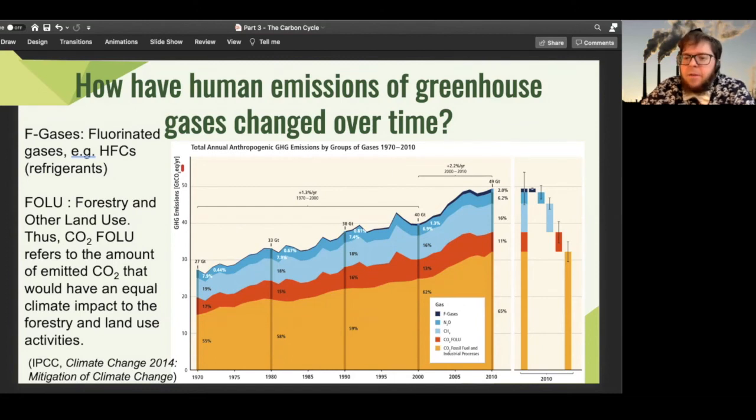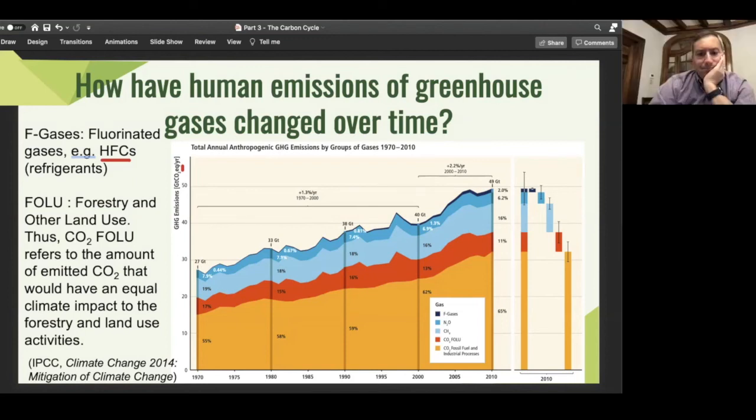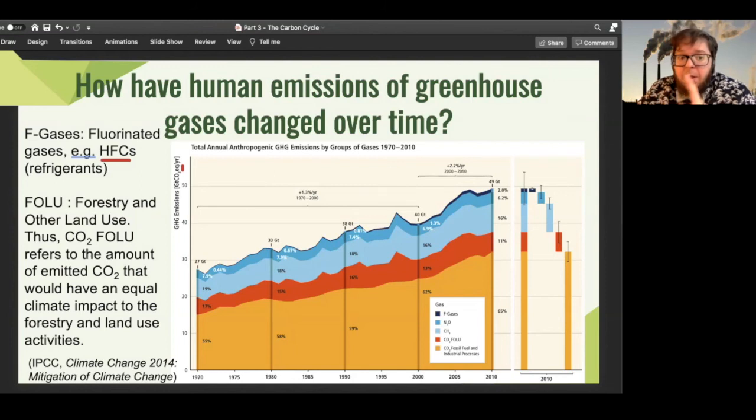And then at the very top in the very dark blue, we have F gases, which are fluorinated gases. One example is a category of gases called HFCs, hydrofluorocarbons, not to be confused with CFCs. F gases very specifically exclude chlorofluorocarbons. I think the reason is because chlorofluorocarbons, while bad, don't produce a substantial greenhouse effect. But HFCs are a greenhouse gas.